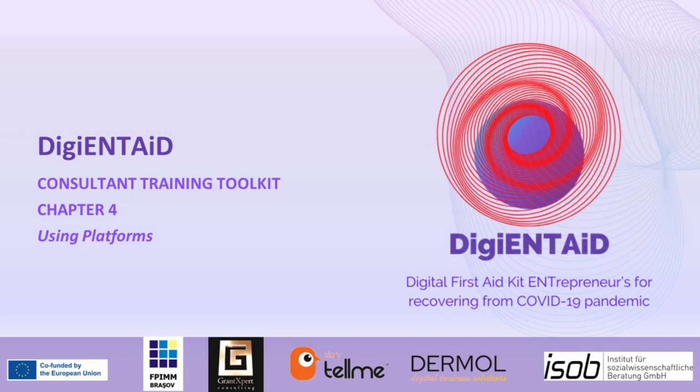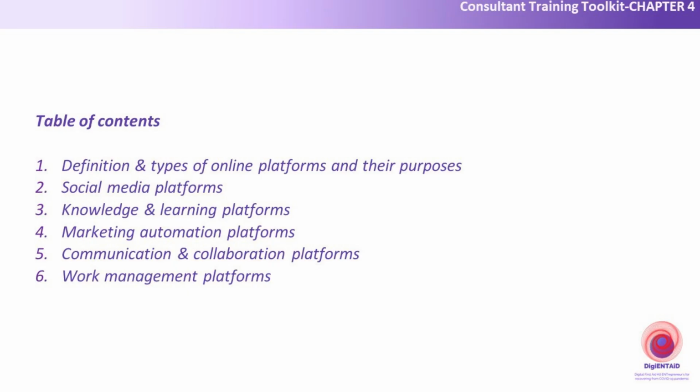Chapter 4 consists of 6 parts. We call them subchapters. This chapter focuses on online platforms and their effective use in the context of small businesses. The first part of the chapter gives an overview of the topic, and the rest considers various kinds of online platforms.